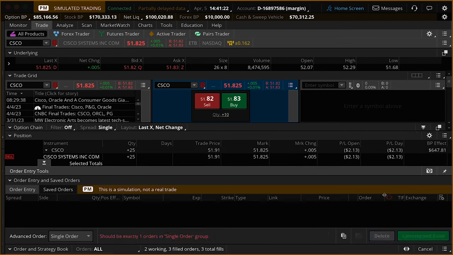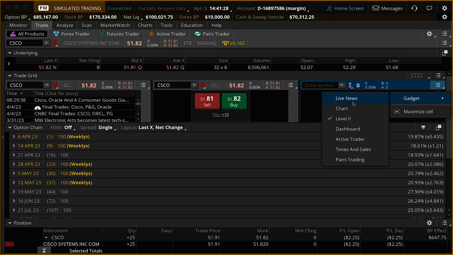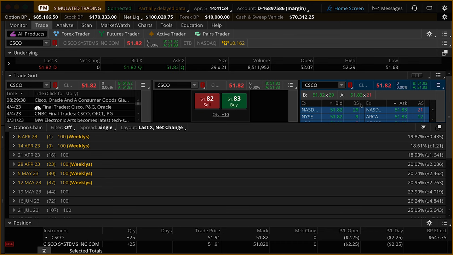Now the last gadget we're going to look at is one that's a little bit more advanced. We're going to click on this menu button, go over here and select level 2. Last step, click on the link and link it up to red. So now we can see all this nice level 2 data for Cisco, so the bid, ask, and size, and so forth.